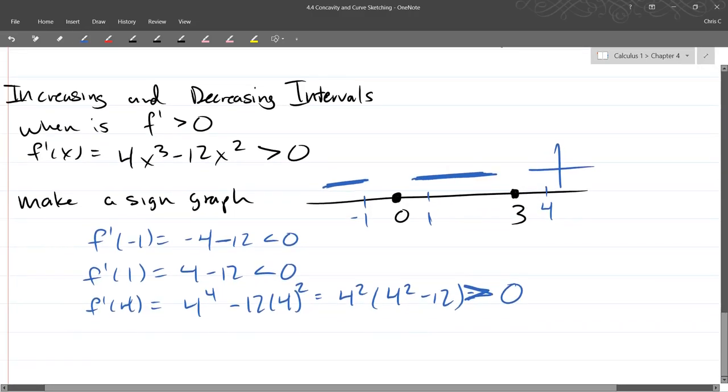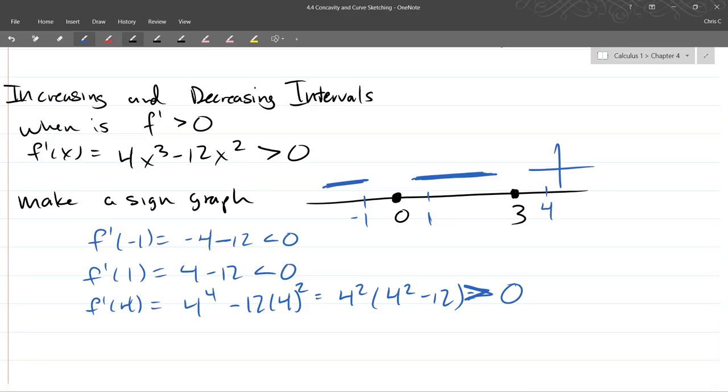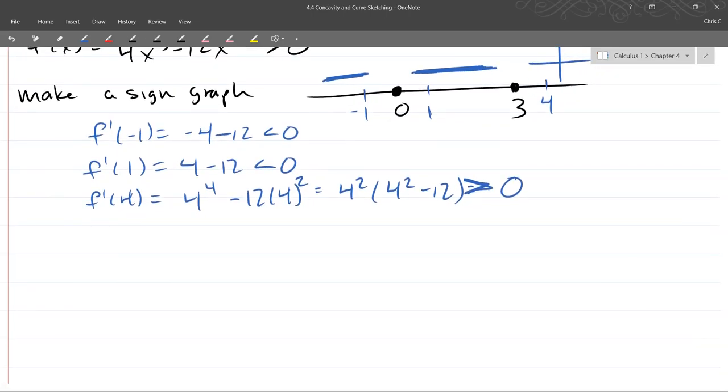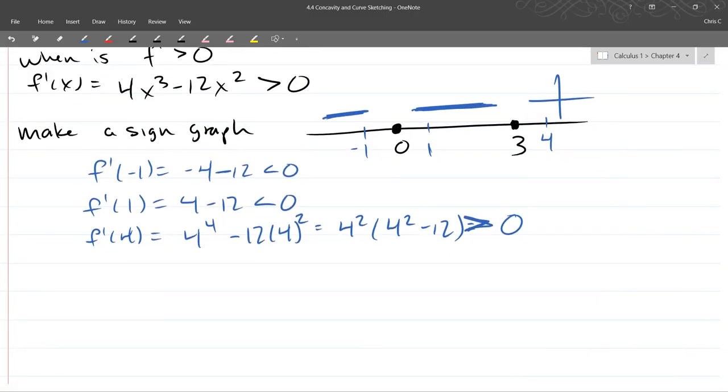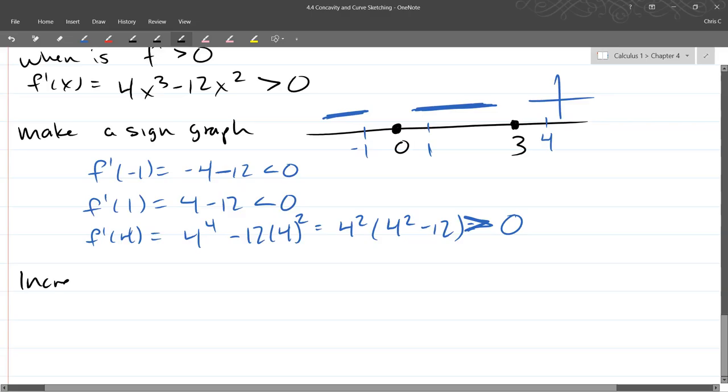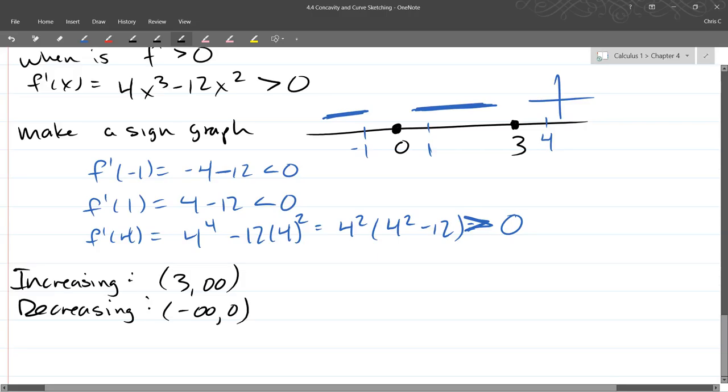Now remember, this is the sign graph of the derivative. So this negative really means we have a negative slope. So our function is decreasing from negative infinity to 0, also decreasing from 0 to 3, and increasing from 3 to infinity. So we're going to write that out. You can also do it just like that, like you would in pre-cal 1. I'm just going to write increasing from 3 to infinity, and decreasing negative infinity to 0, union 0 to 3. Like that.